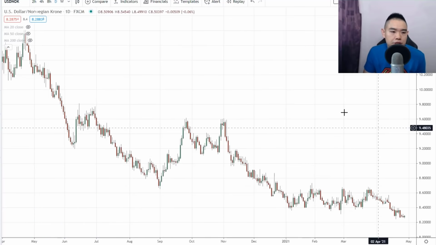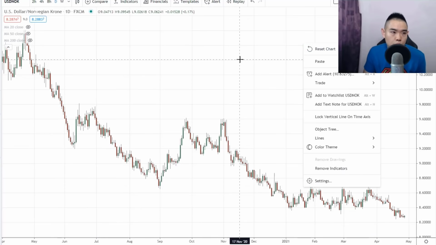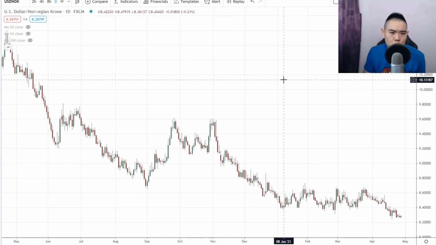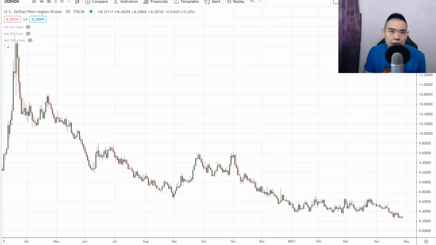Another example, dollar against the Norwegian kroner. What we can do is use this platform I'm using, called TradingView. You can click reset chart and just zoom out a little bit, and then ask yourself, is this market heading higher or lower over time? We can see a series of lower highs and lower lows.